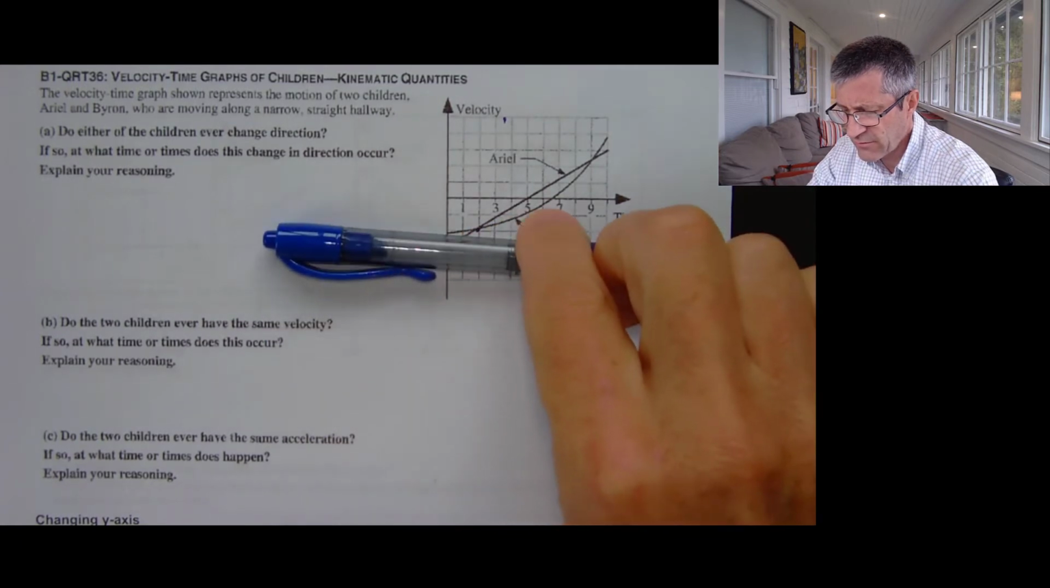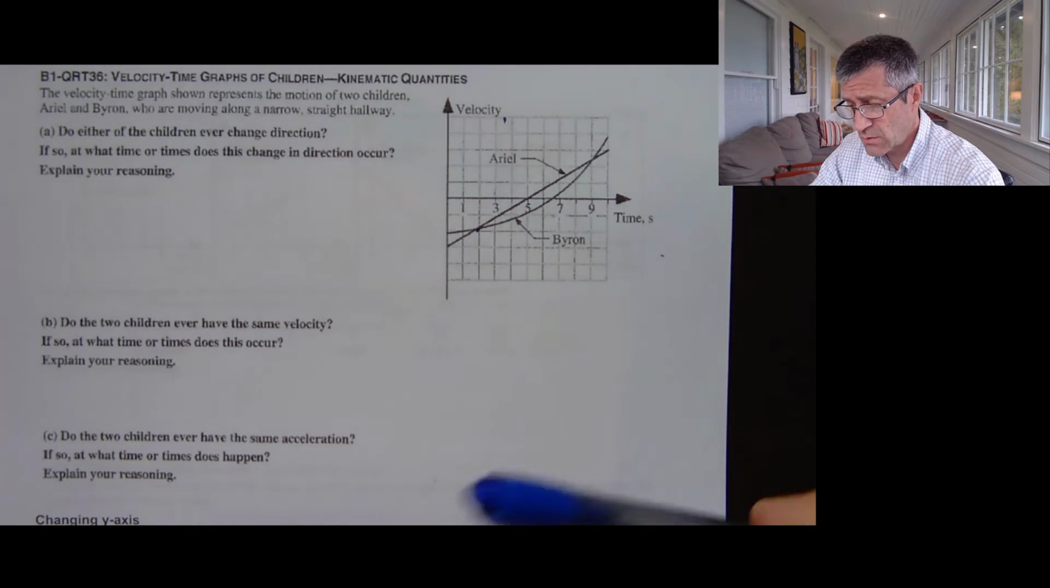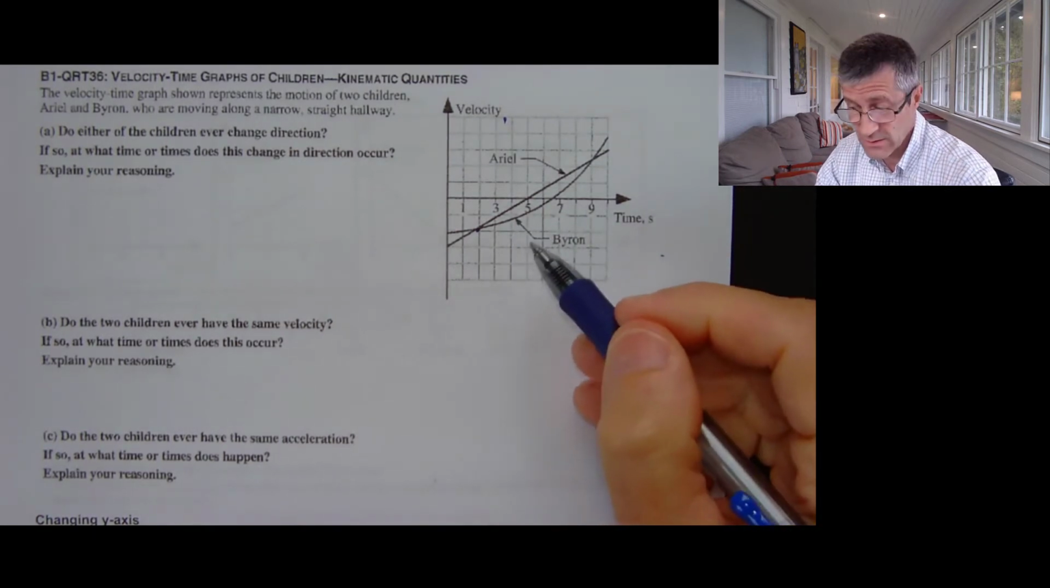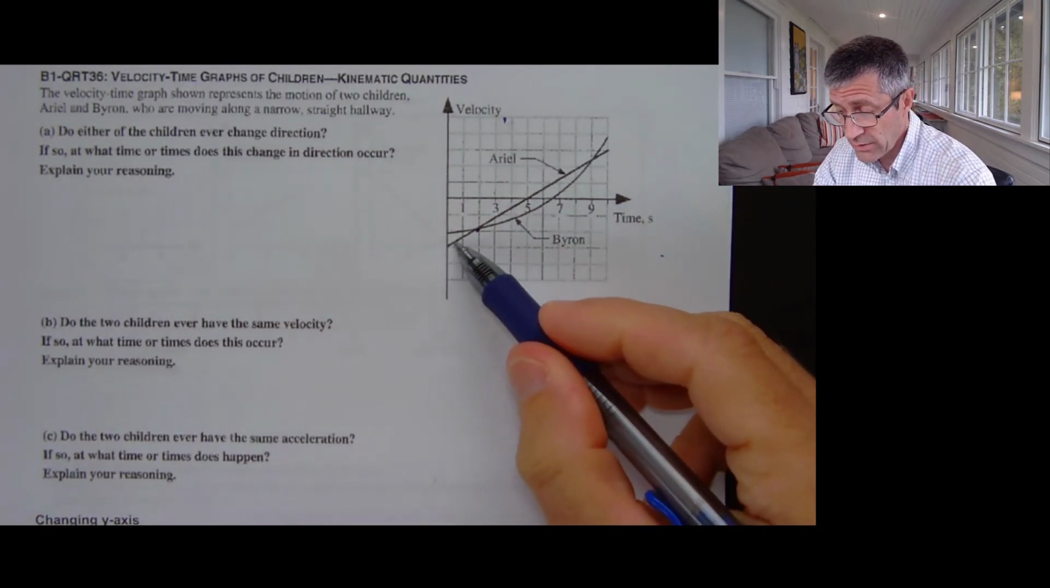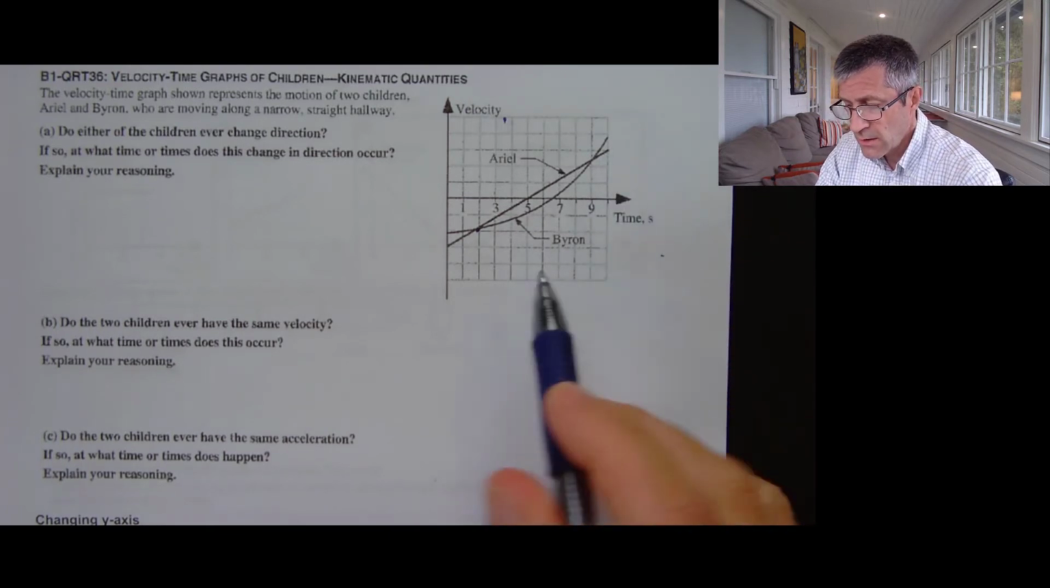So here I'm not going to interpret the slope. I'm just going to interpret the velocity. So does the velocity change signs is another way of saying this. So here, Ariel, constant velocity, always positive. So she's not changing directions.